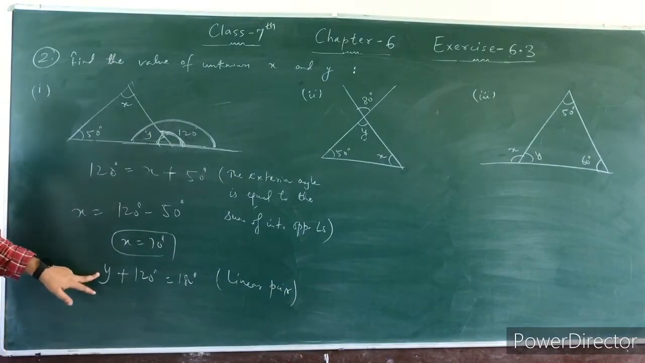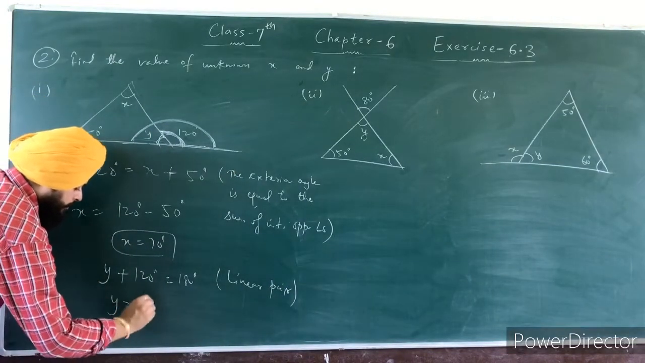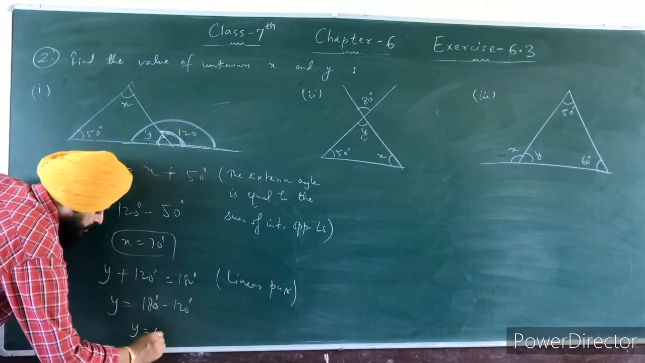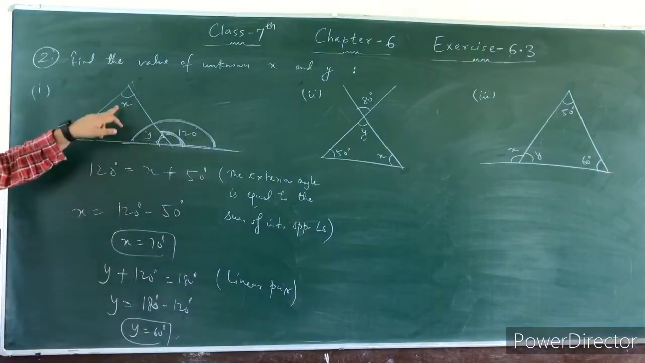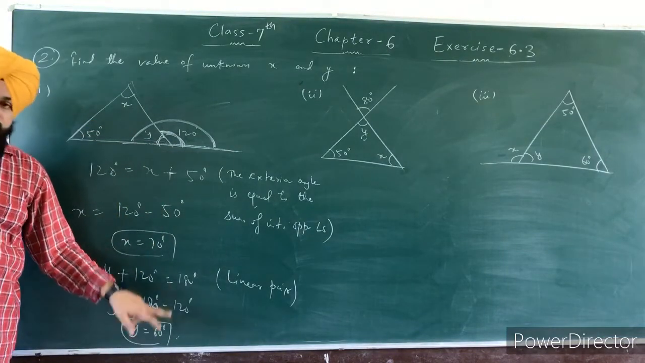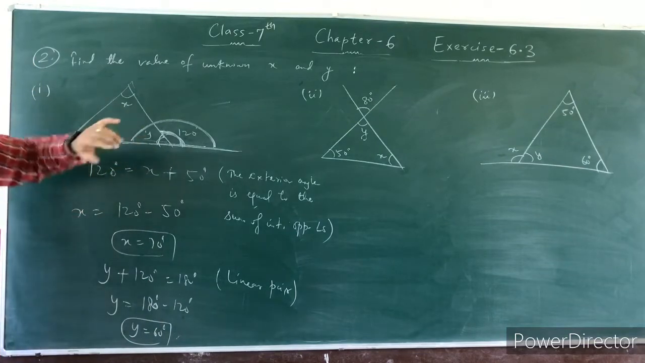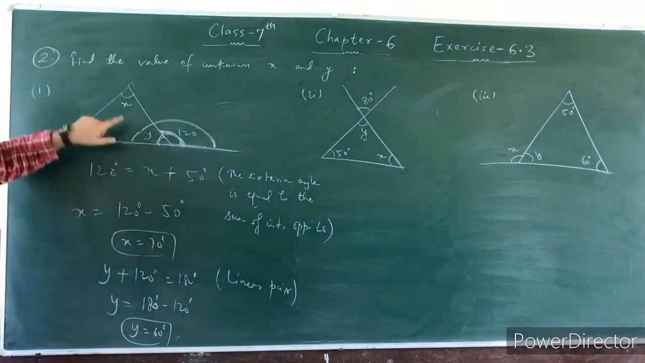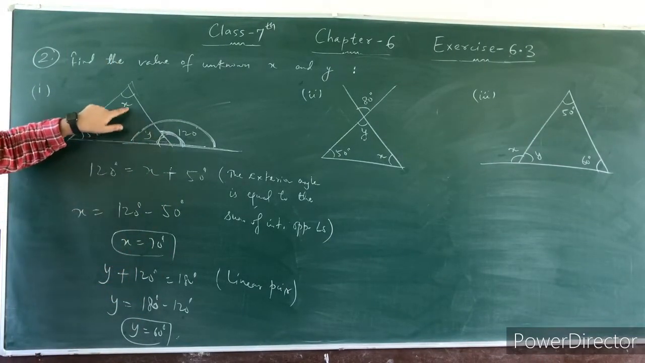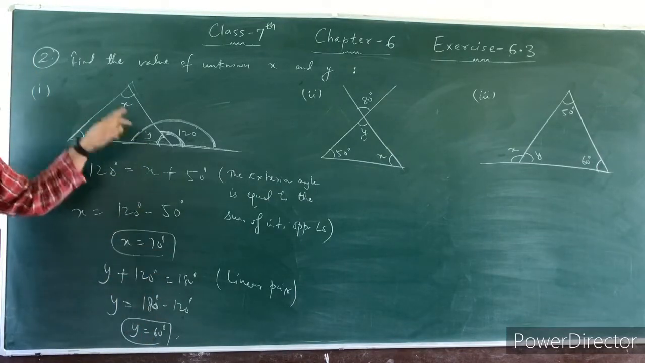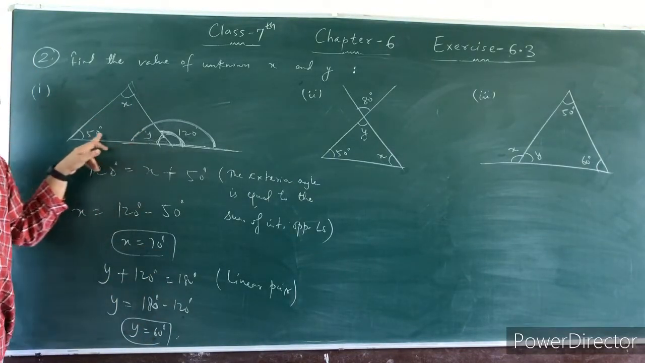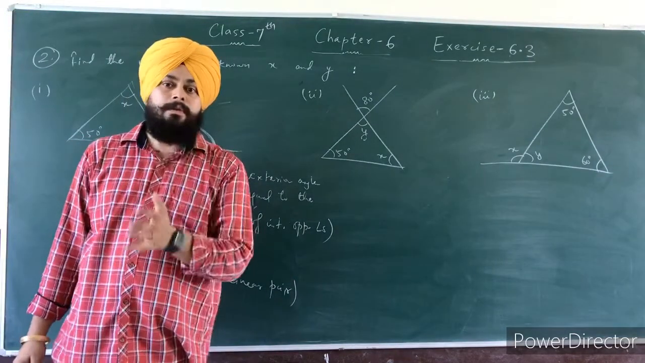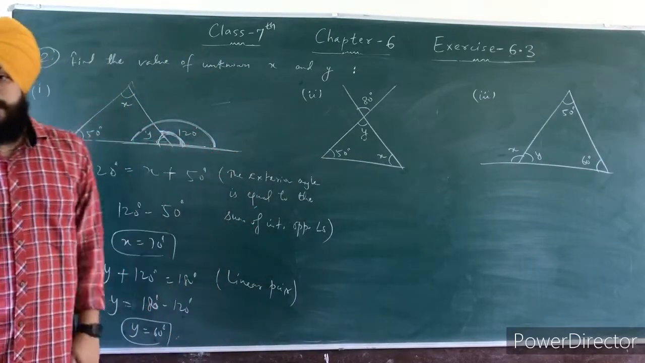Now from this we can find the value of angle y. So it is 180 minus 120. So 180 minus 120 is how much? 60 degrees. It means the measure of angle x is 70 degrees and the measure of angle y is 60 degrees. To check your answer, you can add all these three angles. If the sum is 180, then your answer is correct. So the measure of angle x is 70, y is 60. So 70 plus 60 is 130, and 130 plus 50 is 180 degrees. It means our answer is correct, because the sum of all three angles of a triangle is 180 degrees.